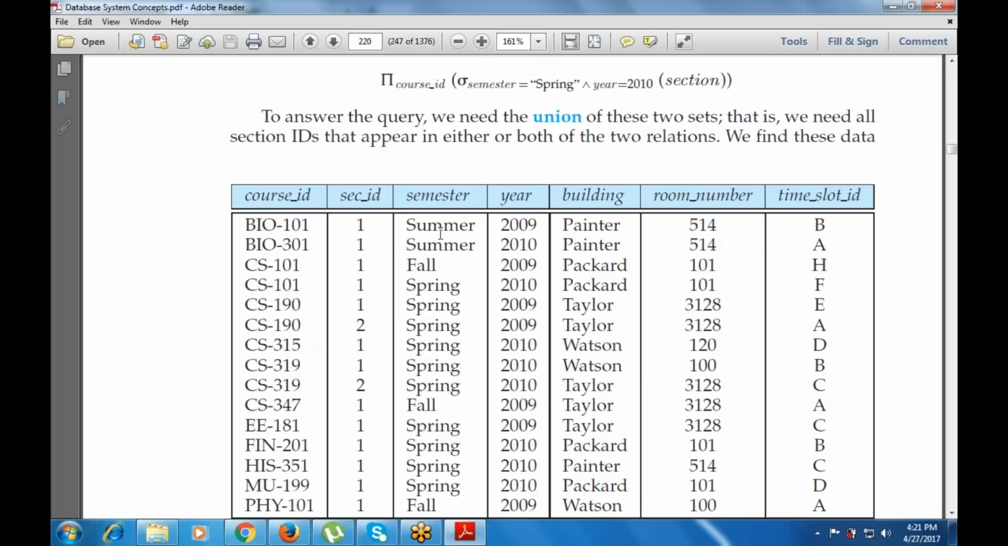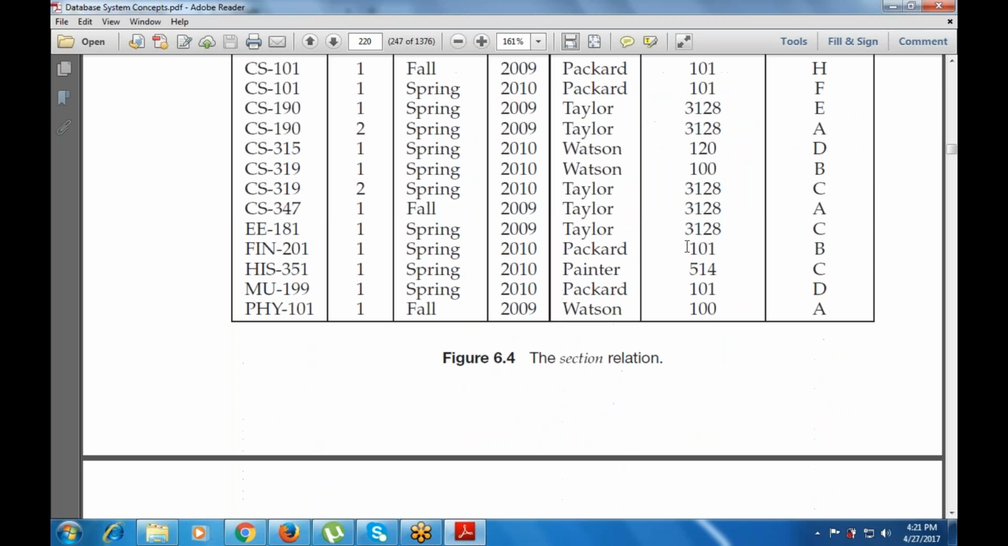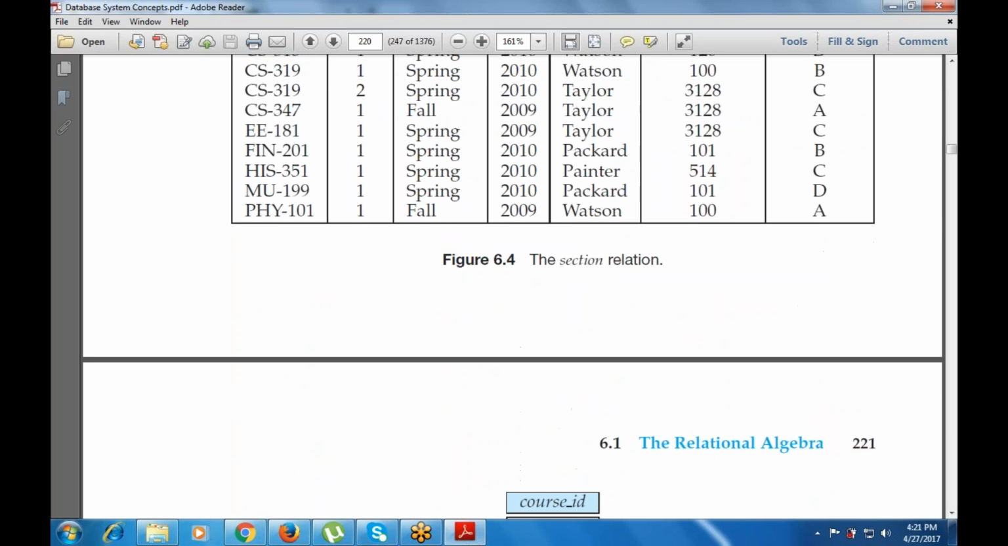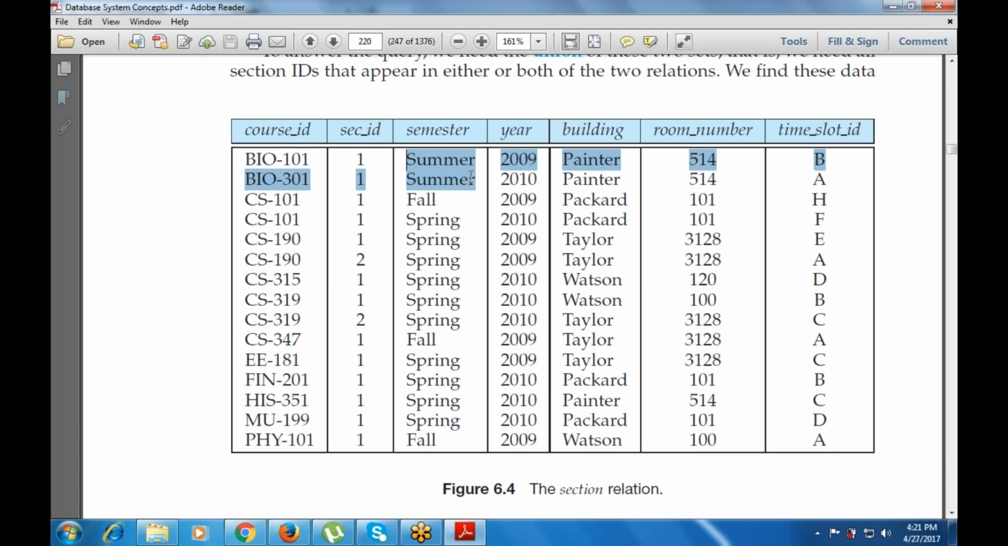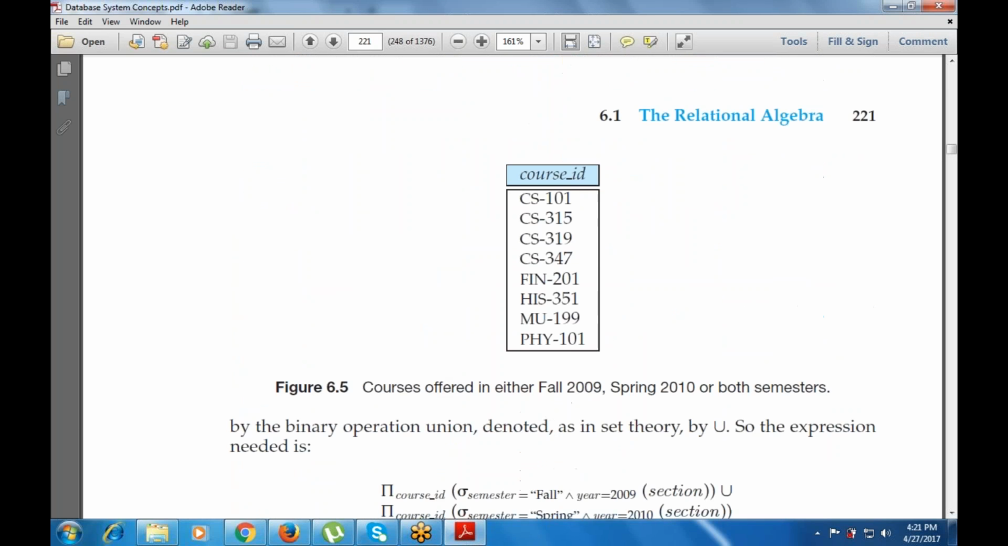So we find this one, that is the course ID, section ID, semester, year, building, room number, and the time slot ID. So one is the bio, that is the course ID, section ID 1, summer 2009, and the painter 514. So it is taking out two things. One is the spring, one is the 4, 9, and the 10. Now these are the summer, fall, spring, fall, spring, fall.